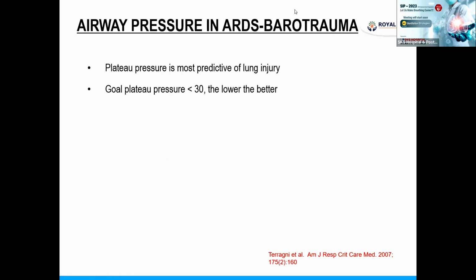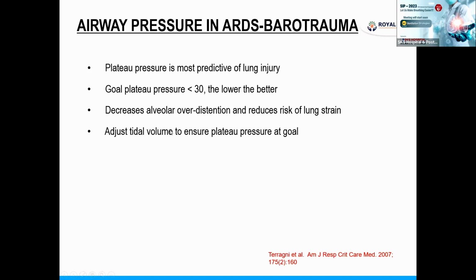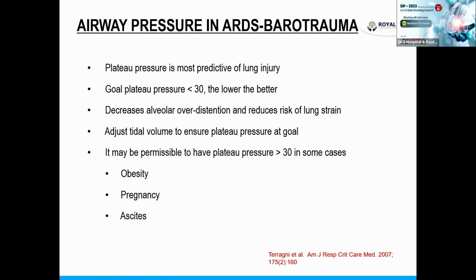But still, this 30 is only an arbitrary number, which has been identified after a lot of studies. It doesn't mean that 28 is good and 32 is very bad. But whatever the plateau pressure, we try to keep it less than 30 and as low as possible. It decreases alveolar over-distension and reduces the risk of lung strain. We need to adjust the tidal volume to ensure a safe plateau pressure.